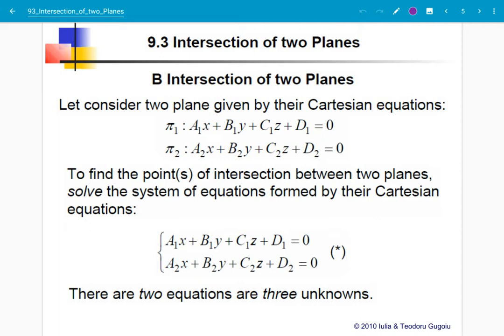So if you have two planes given in Cartesian equations, to find the solution, you have to find the point of intersection. So if you solve the two, you'll get the points of intersection. There'll either be no solution or there'll be an infinite number of solutions along a line or along a plane.